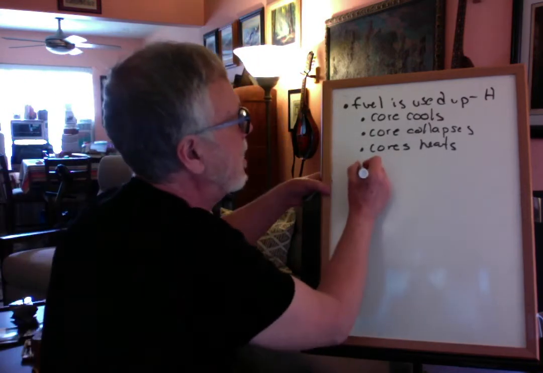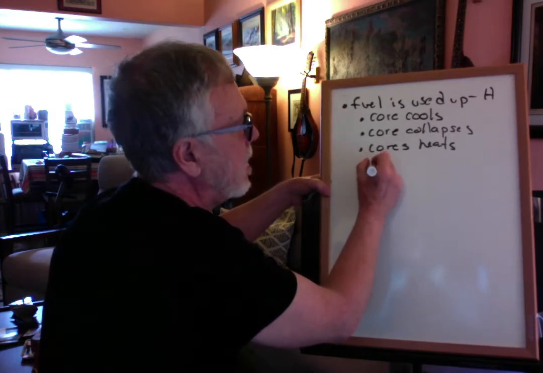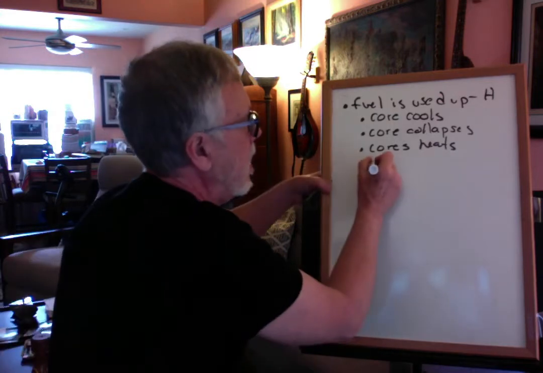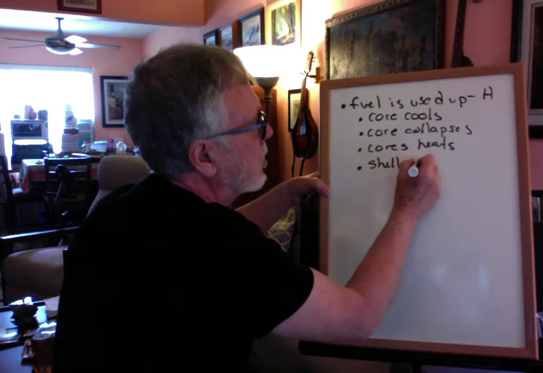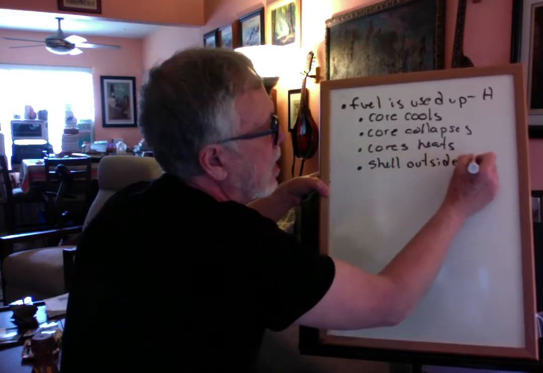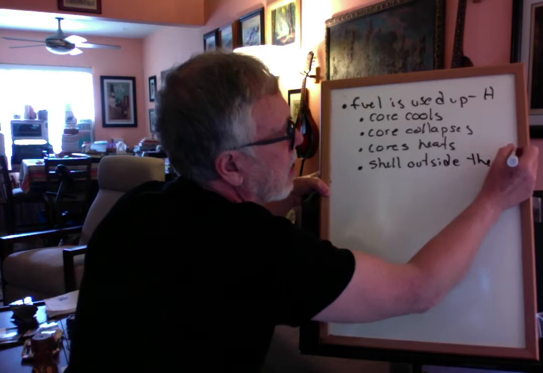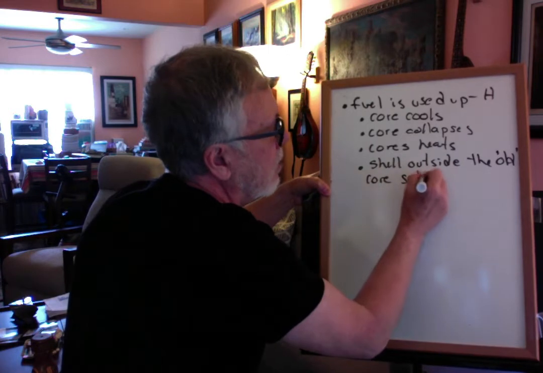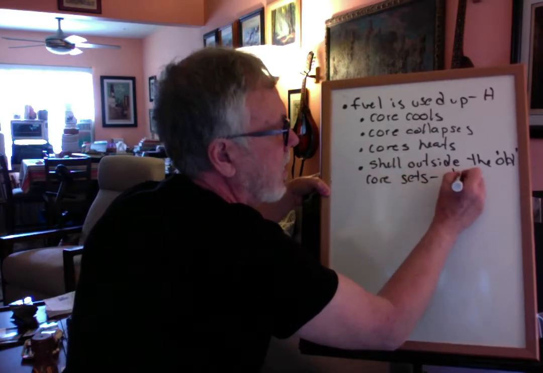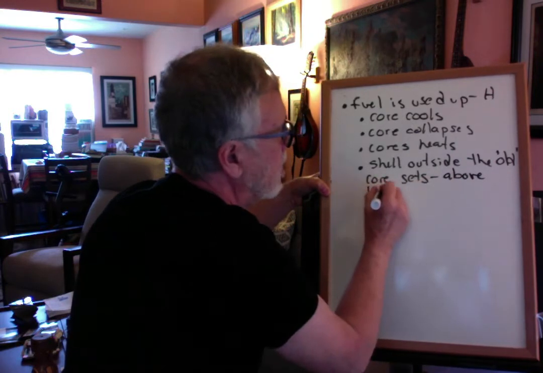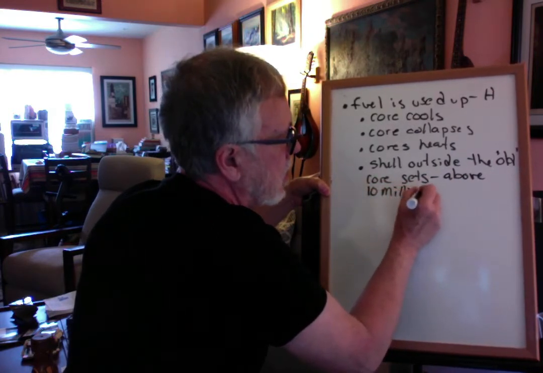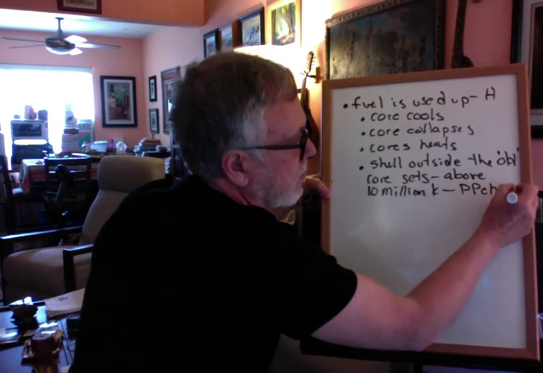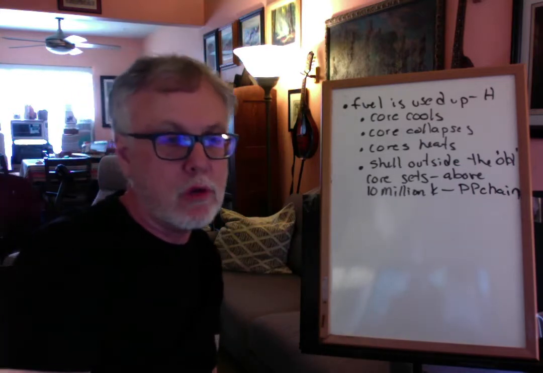As the core heats up, it basically has to heat and heat and heat. And as it does so, a shell outside the old core gets hotter and hotter and gets above 10 million Kelvin. And this starts the proton-proton chain. So that's the old thermonuclear action.